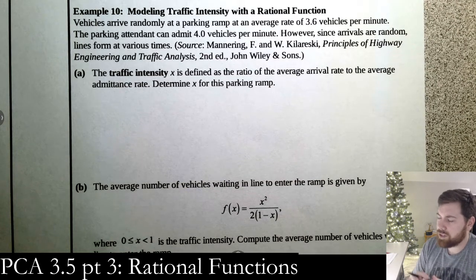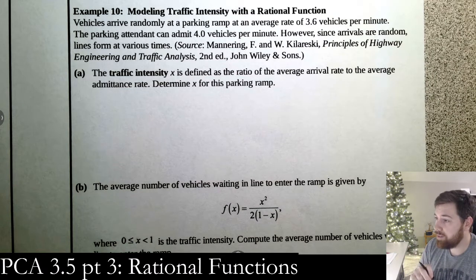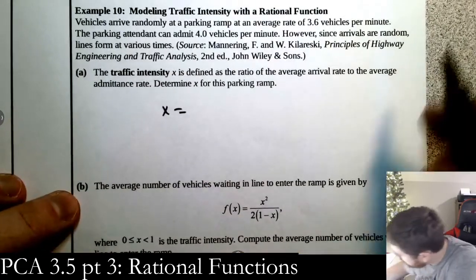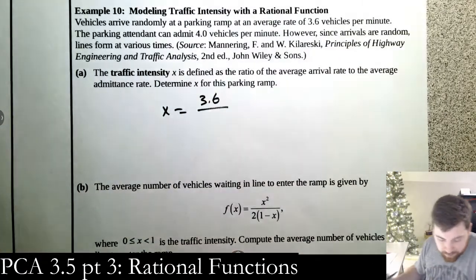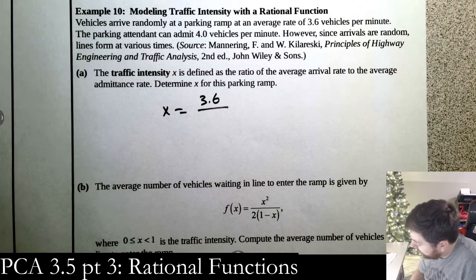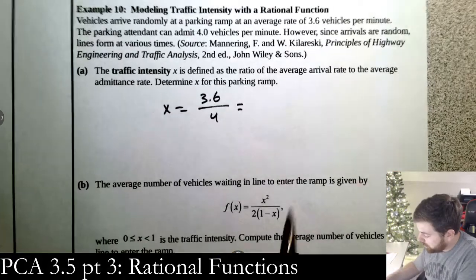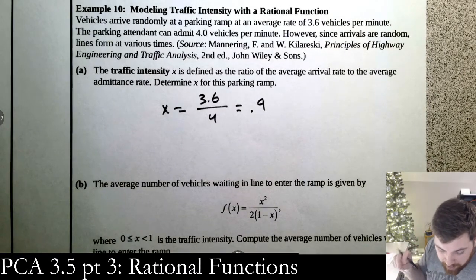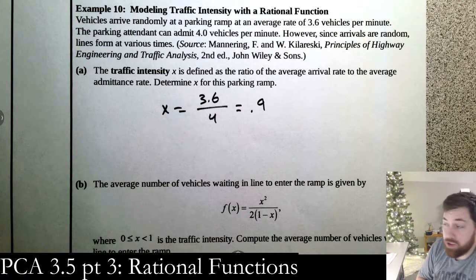So maybe after a game or right before a lunch rush or something, okay? All right, so the traffic intensity, X, is defined as the ratio of the average arrival rate to the average admittance rate. So determine X. So X is just going to be the average arrival rate, which is 3.6 per minute, over our average admittance rate, which is 4. So we have 3.6 over 4, which I believe is 0.9. I've been wrong before. That's okay. So that right there is our X, our traffic intensity. It's 0.9, whatever that means.